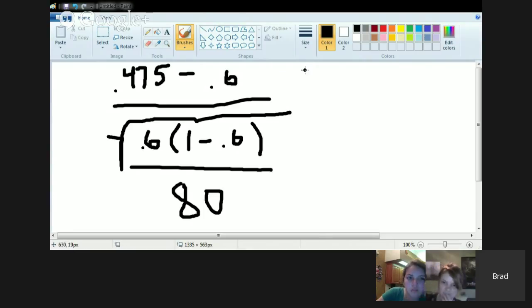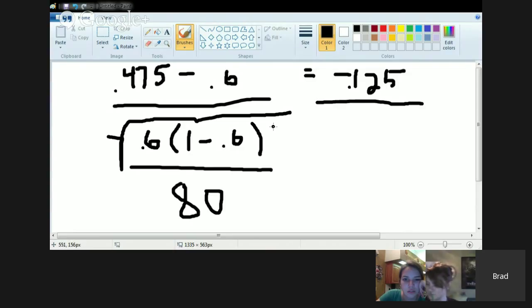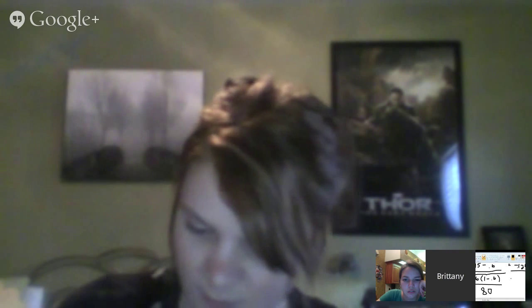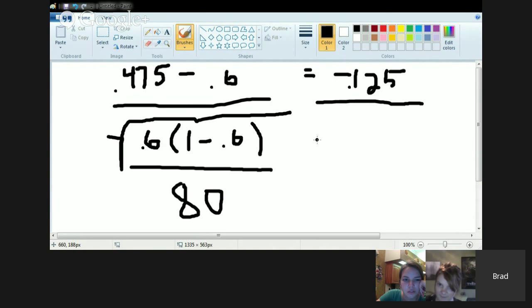So for this up here, you got negative 0.125, right? Okay, awesome. And then for just this portion, what does that come out to be? 0.6 times 1 minus 0.6. 0.24. You're right.